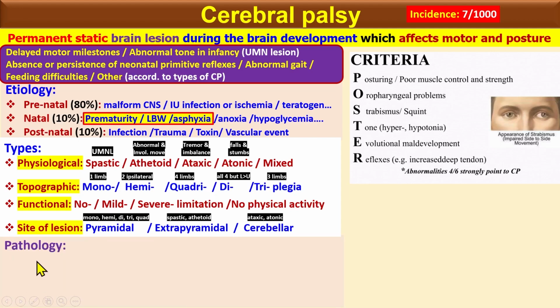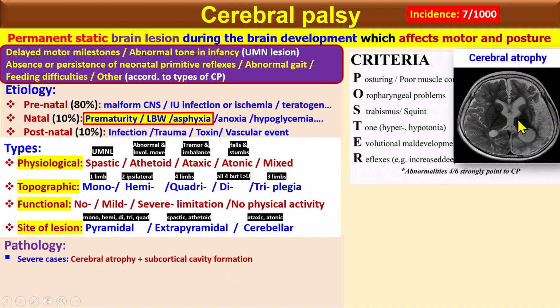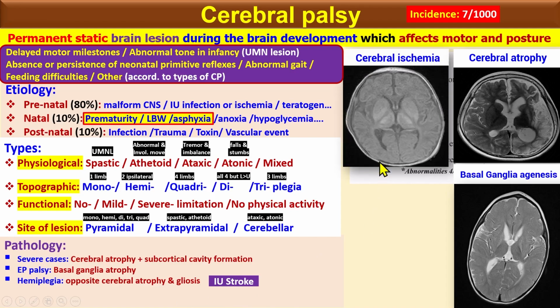Okay. If you look at the pathology, we are looking at the brain picture, but in the severe cases, we see cerebral atrophy plus subcortical cavity formation. Here you can see the cerebral atrophy. In the extrapyramidal palsy, you will see basal ganglia lesions like atrophy or agenesis. And in hemiplegia, you see opposite cerebral atrophy and gliosis, especially associated with intrauterine stroke. Here you can see the cerebral ischemia.